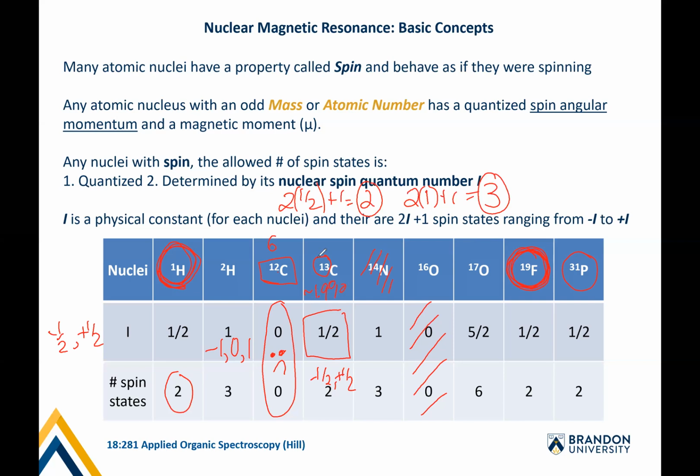So this means that you need to do lots of scans with carbon. And phosphorus, of course, is really important in biochemistry. So that makes that a useful nuclei to look at. So that's basically the starting point.